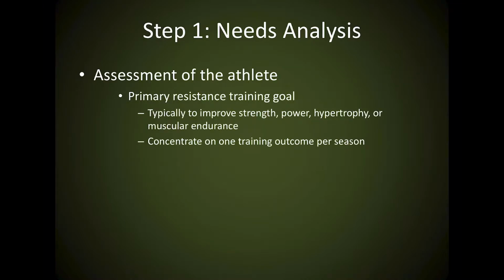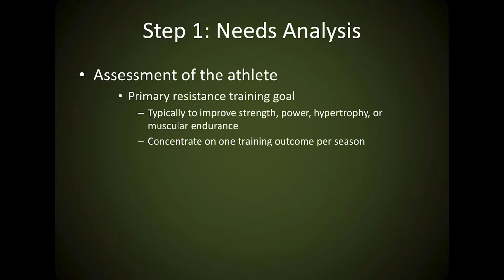So the primary resistance training goal, other than trying to reduce the incidence of injury, is to typically try to improve strength, power, hypertrophy, or muscular endurance. And this is going to be different for each individual. Some people might need to just increase their overall brute strength. Some might need to increase their power. Others, it might just be they just need to get bigger. They need to increase their hypertrophy. Now, some of the strength and power is going to go along with that. And then there's some athletes that are going to need to increase their muscular endurance. And the training should fit those goals.